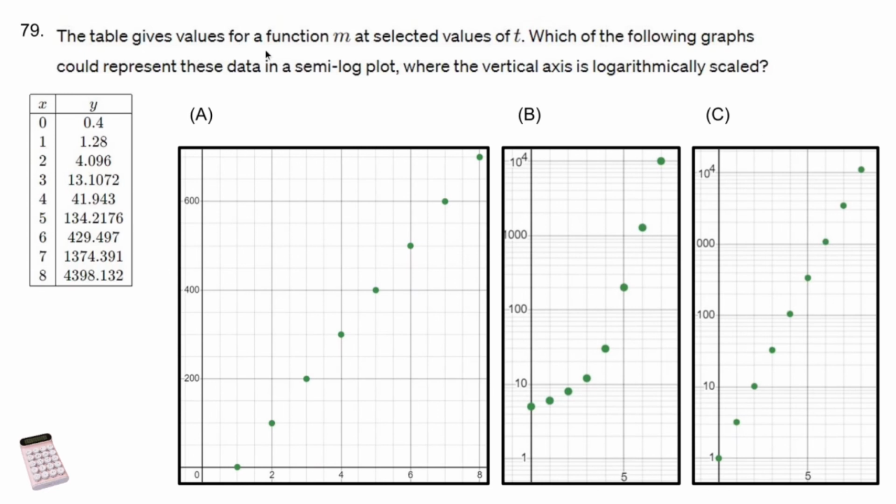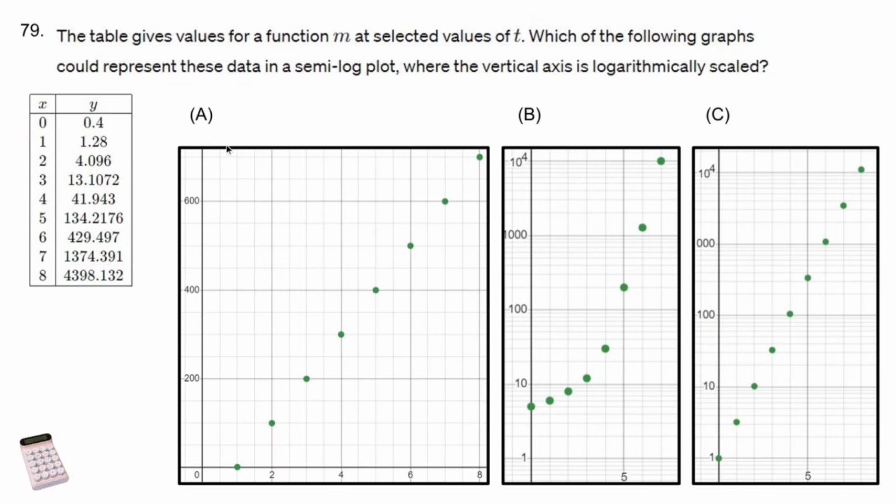A table gives values for a function m at selected values of t. Which of the following graphs could represent these data in a semi-log plot where the vertical axis is logarithmically scaled? All right, so I don't need a calculator here because I'm just given 3 graphs.